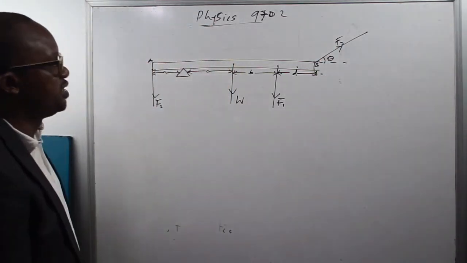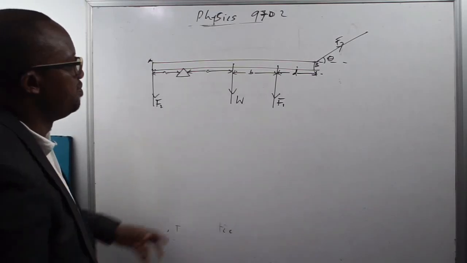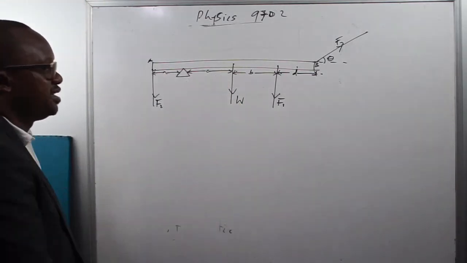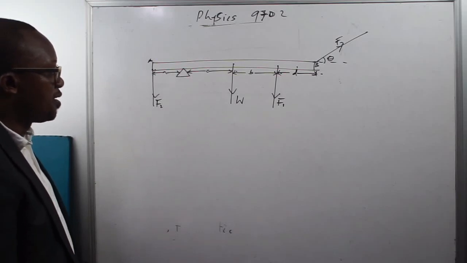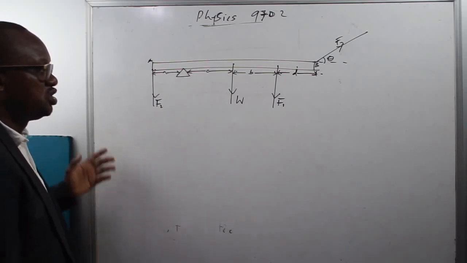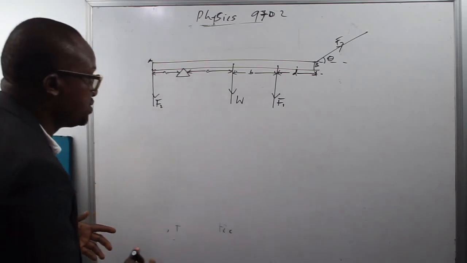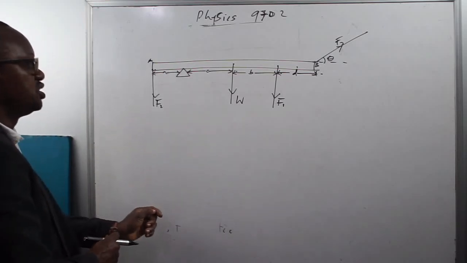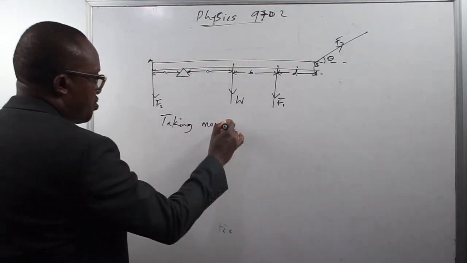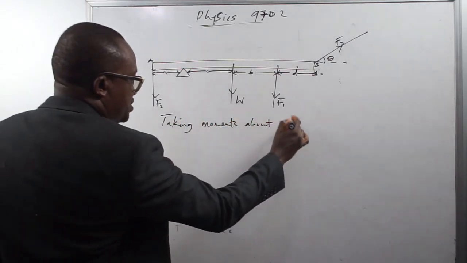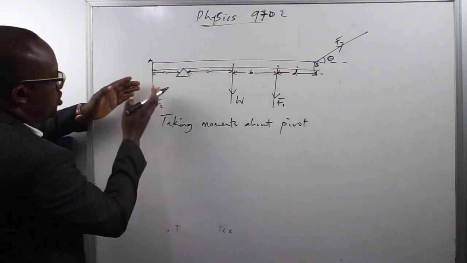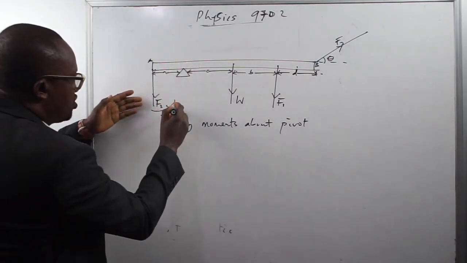So let us just illustrate the principle of moment. Now A, C, B, D, they are all distances, while F2, W, F1 and F3, they are forces. So according to the principle of moment, if you take the moment about the pivot, the total clockwise moment will be balanced by the total anti-clockwise moment. So you need to state the position in which you are taking the moment about. So I can state this as taking moment about pivot.